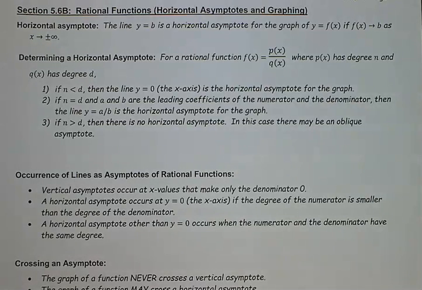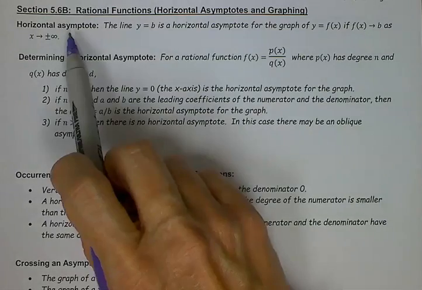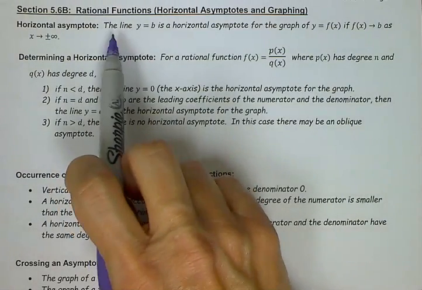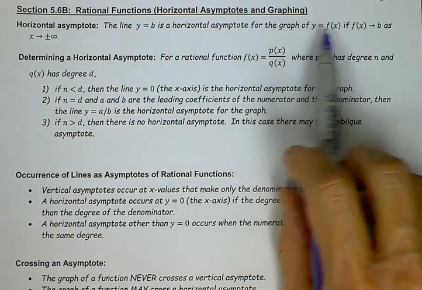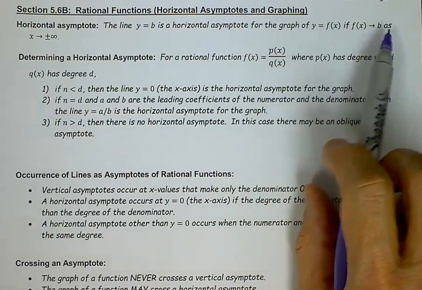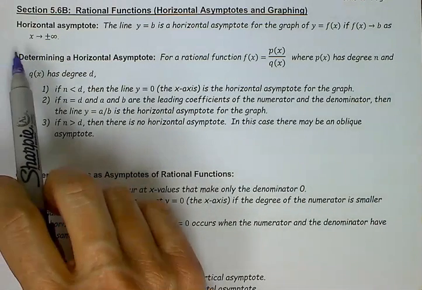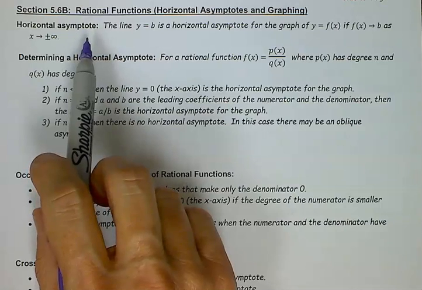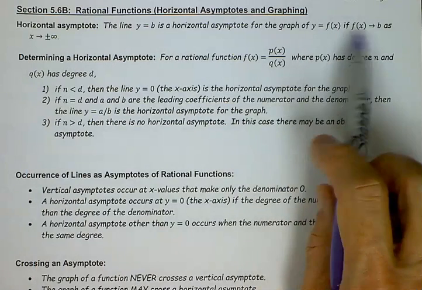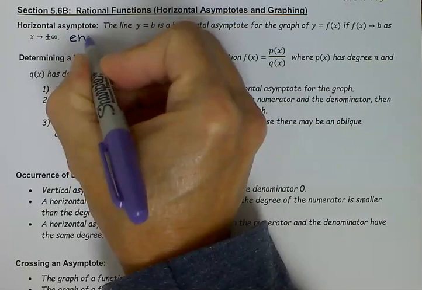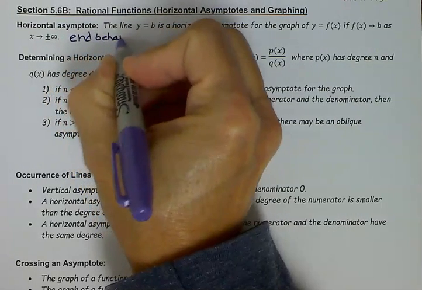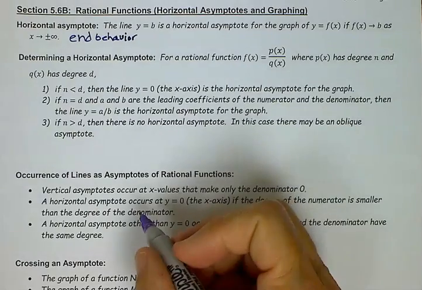For the second part of this section, we're going to talk about another type of asymptote called a horizontal asymptote, and also about graphing these functions. A horizontal asymptote is a horizontal line, and that's where the function is going on the right and the left ends. So as x goes to either negative infinity, which would be the left end of the graph, or positive infinity, which would be the right end, this tells us about what's happening with the y values. This is similar to the end behavior we talked about for polynomials.